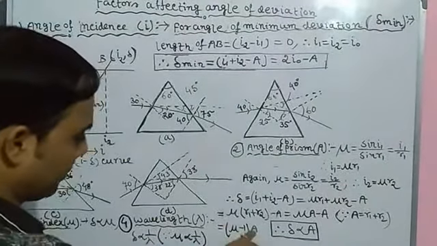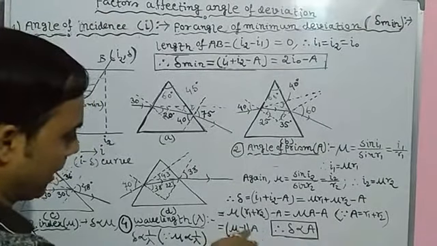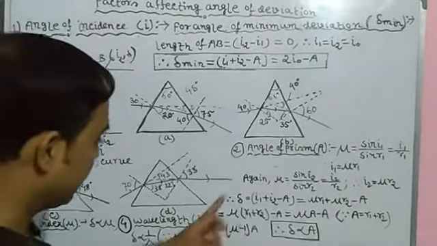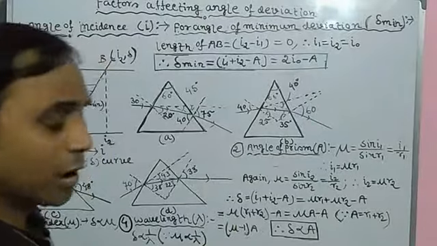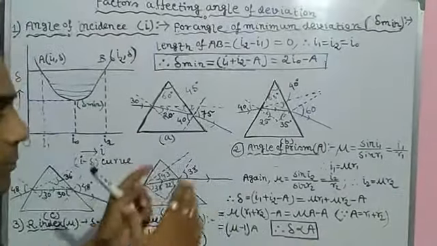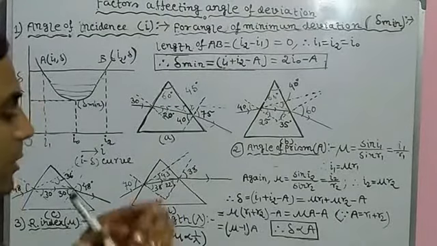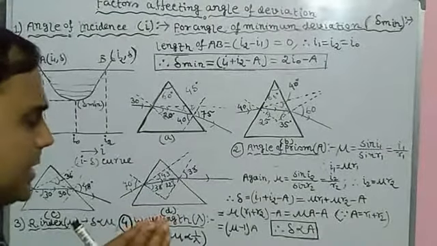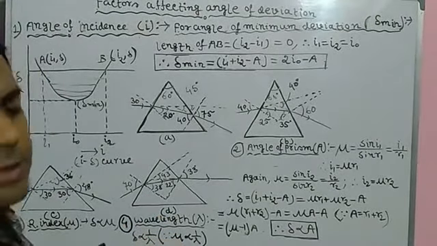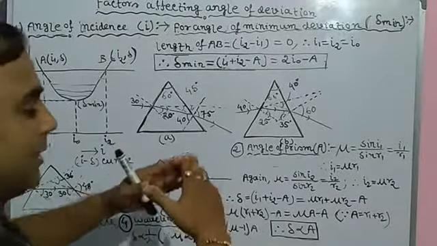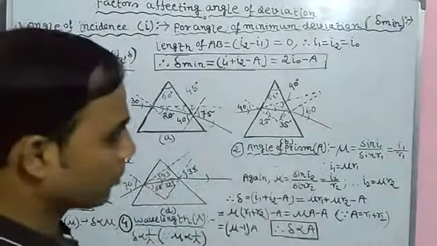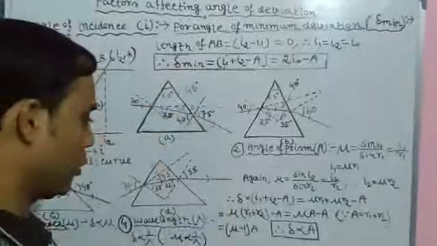Taking A common, delta equals (mu minus 1) into A, which clearly indicates that delta is directly proportional to the angle of prism. It means if the angle of prism increases, deviation also increases. If the angle of prism decreases, deviation also decreases. One thing is very clear: if the prism is thick, the angle is more, light will bend more, so the angle of deviation will be more.